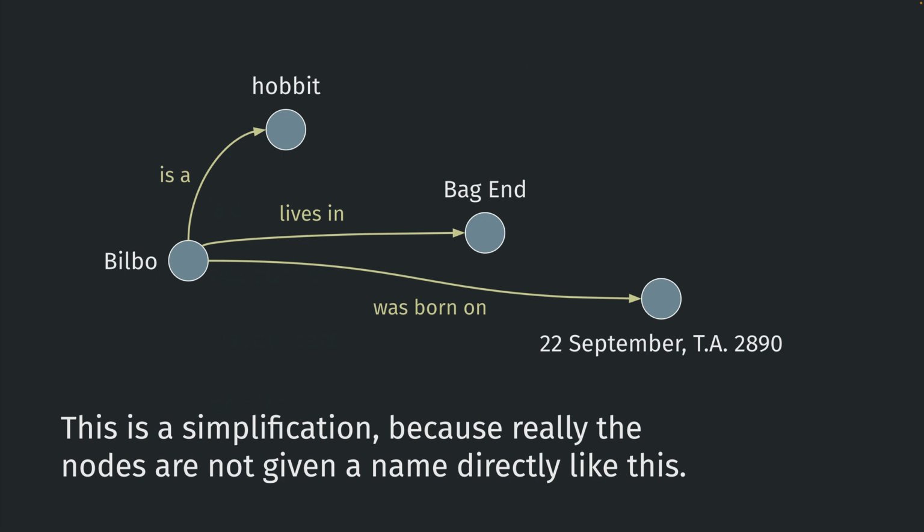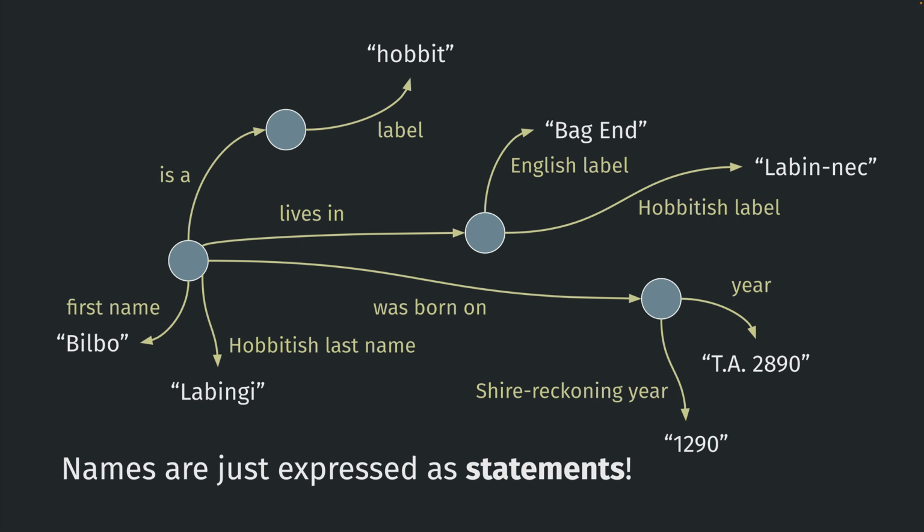First, I want to point out that this sort of representation of linked open data is actually a simplification, because nodes are not really given an inherent name like this. Instead, names are just further statements that are made about nodes. There is an entity whose first name is Bilbo, but whose hobbitish last name is Labingi. He lives in a location whose English label is Bag End, but whose hobbitish label is Laberneck. He was born on a day whose year in Shire reckoning was 1290.